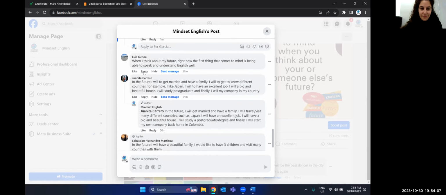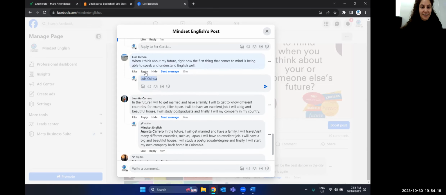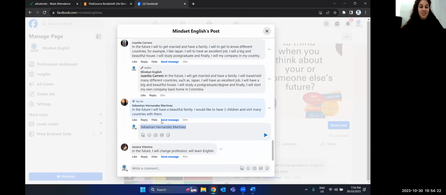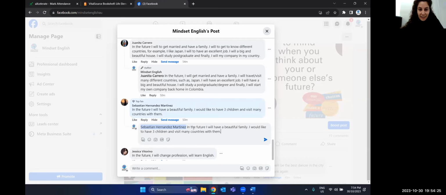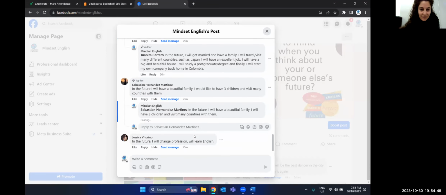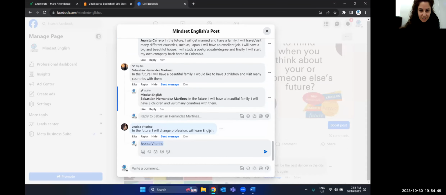Lewis. So we still have a short sentence. When I think about my future, right now, the first thing that comes to mind is being able to speak and understand English well. Good. So we don't need to fix that. That was a good sentence. Sebastian, in the future, I will have a beautiful family. I would like, so would like is good, but let's just go with the will just to practice it. I will have 3 children and visit many countries with them. Good. Jessica, a little bit of a short sentence, but that's okay.